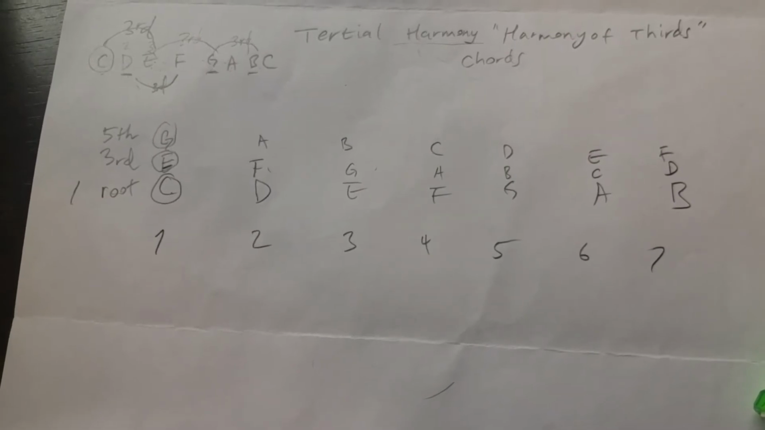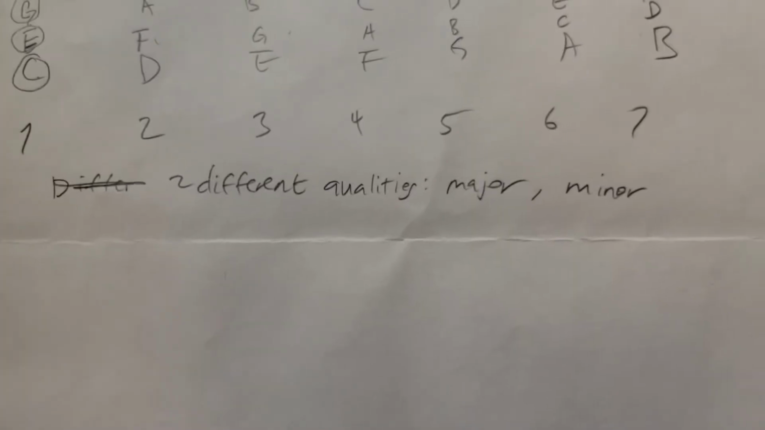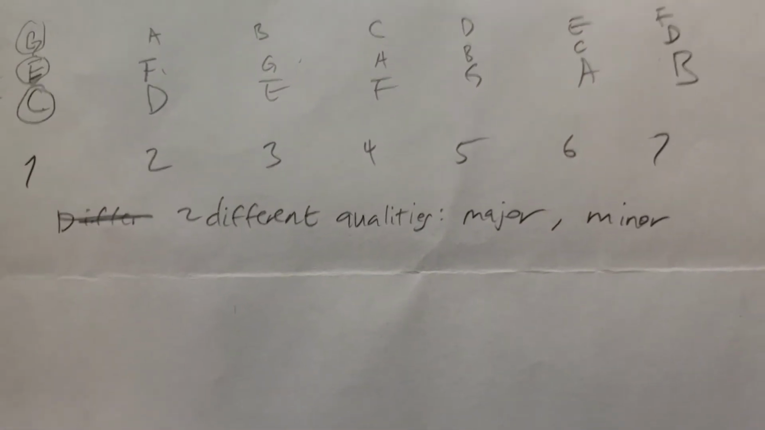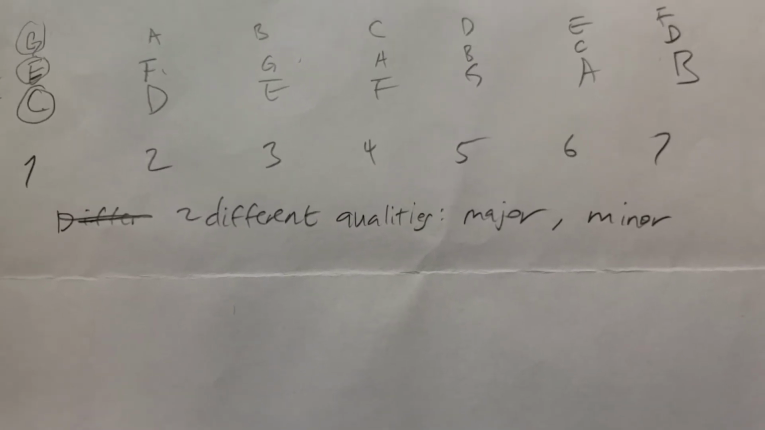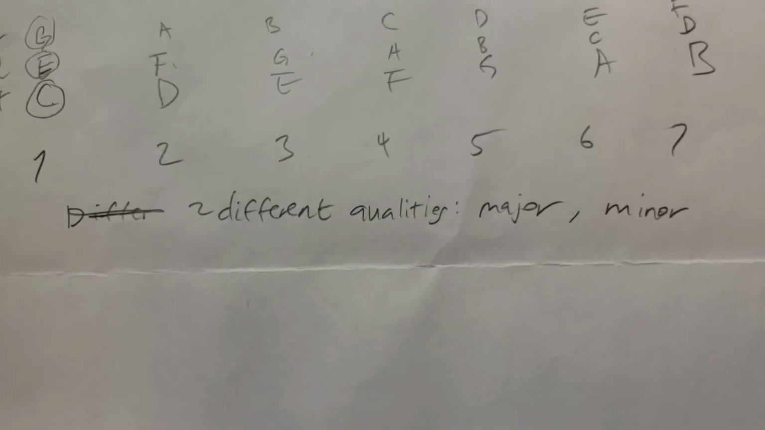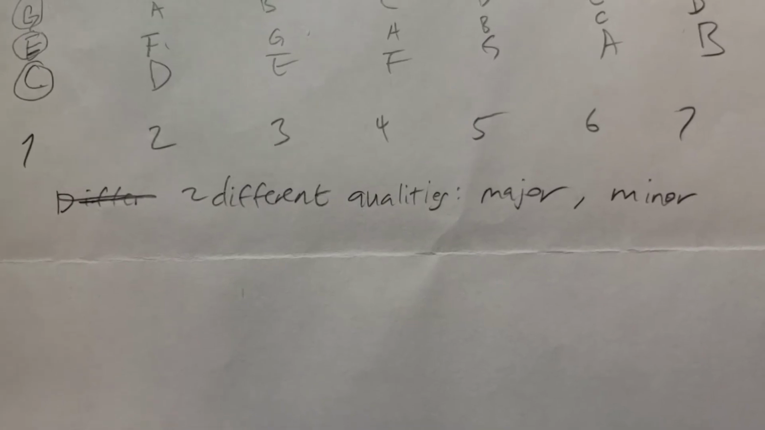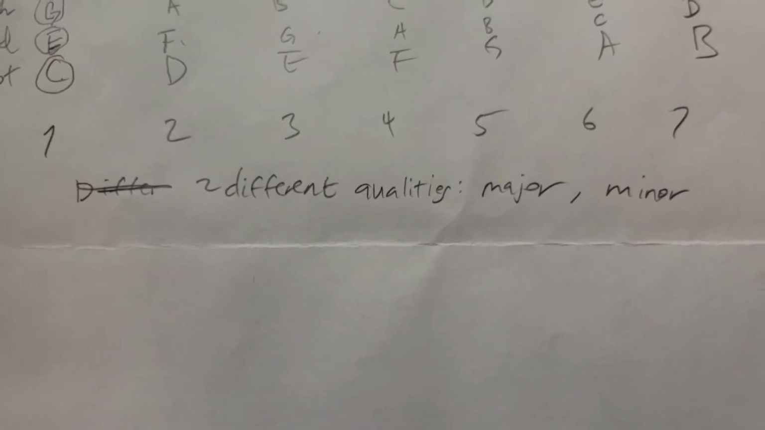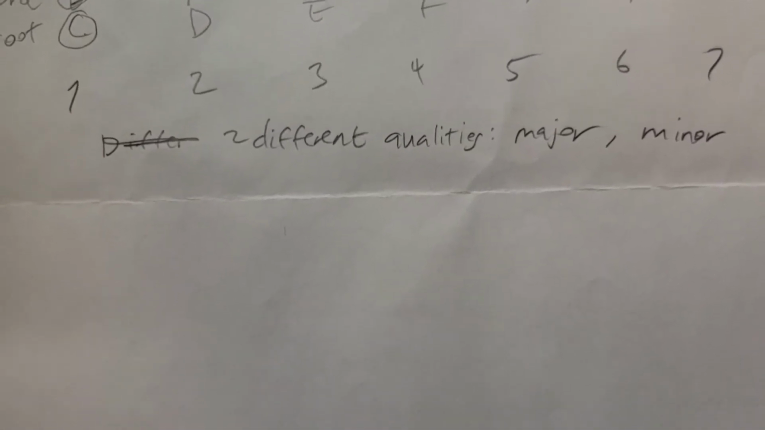What the next step is, deciding the quality of each chord. This is what I'm talking about when I talk about the 2 different qualities of chords: whether it's major or minor. An extremely simple explanation of the difference between a major chord and a minor chord is that major sounds happy, minor sounds sad. Again, very, very simple description.